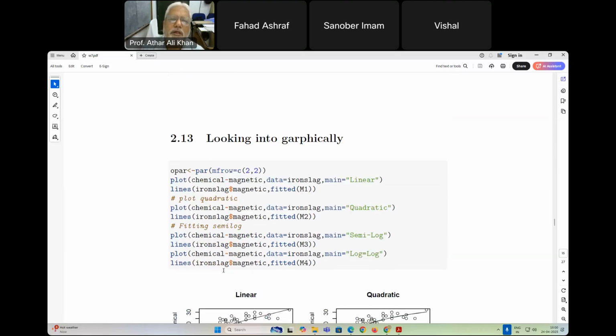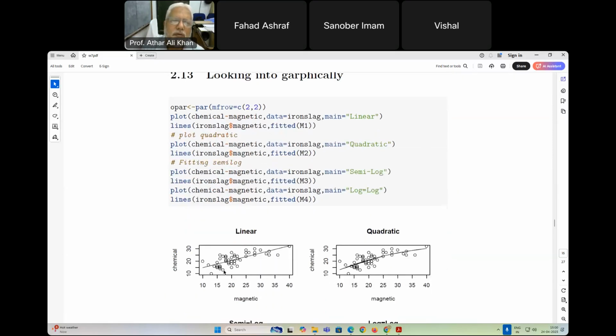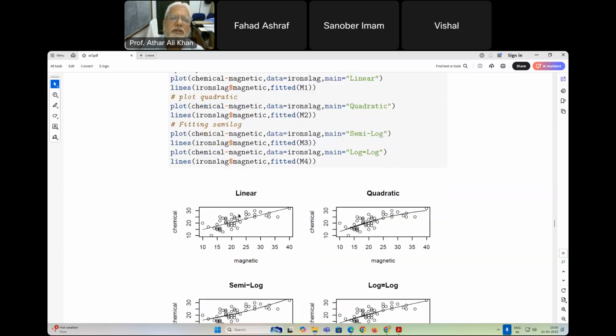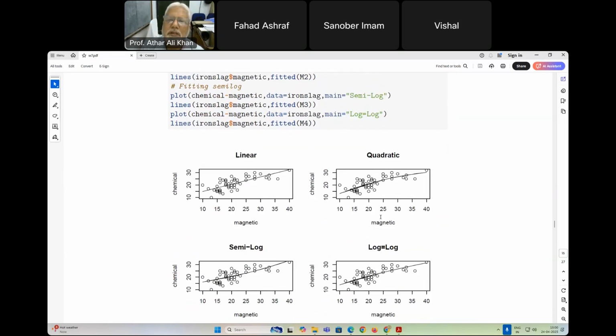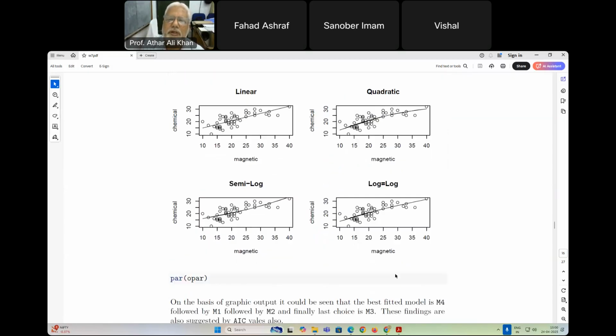Looking into it graphically, these are the commands, and these are the plots. M4 fits the best.